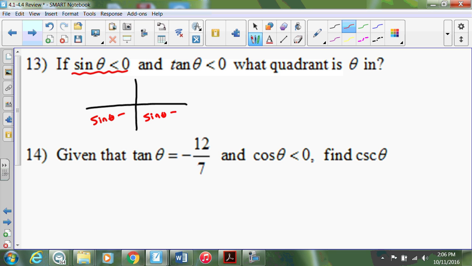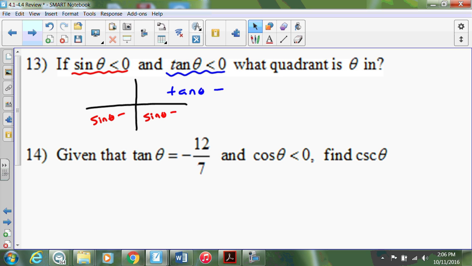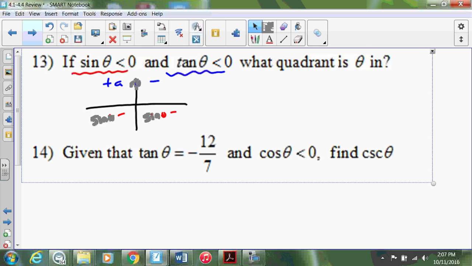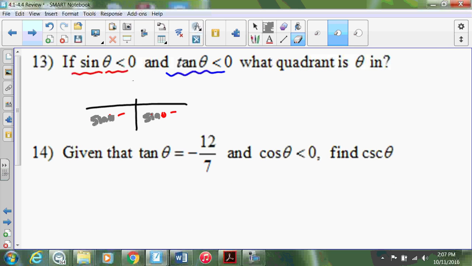And then it tells me that tan theta is also less than 0, which means that tan theta is negative. So where is tan negative? Well, not in the 1st quadrant, because sine over cosine, that's positive over positive. How about in the 2nd? Oh no, it's not going to work. All right, that's okay. Go ahead and erase that. It was a good little gimmick until it fell apart.